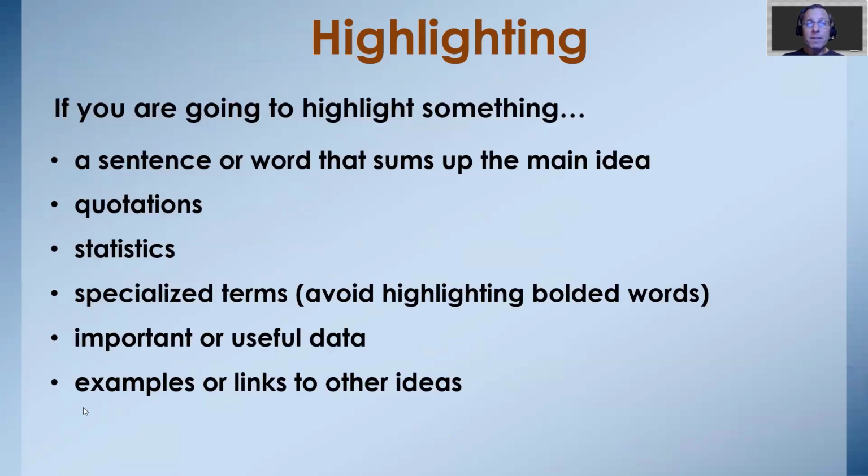If you're going to highlight something, choose a sentence or a word that highlights the main idea, sums up the main idea. Use quotes, statistics, highlight specialized terms. It says here, avoid highlighting bolded words. Remember, if the words are already bolded, they already stand out. So there's not a particular importance associated with highlighting them because they're already standing out from the rest of the text. You may choose to highlight important or useful data or examples or links to other ideas.